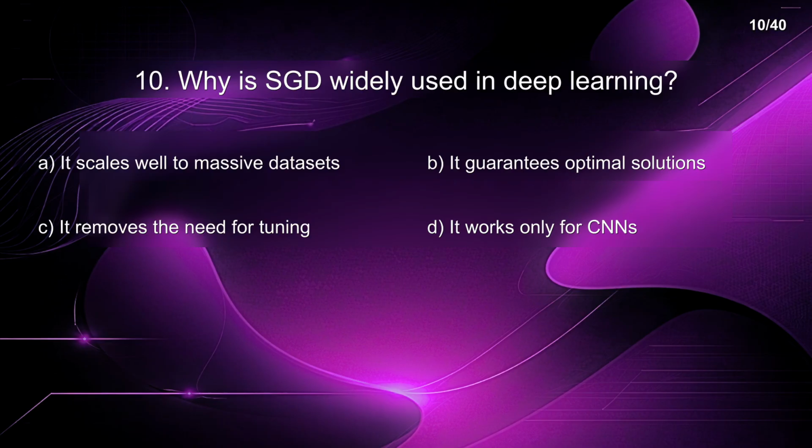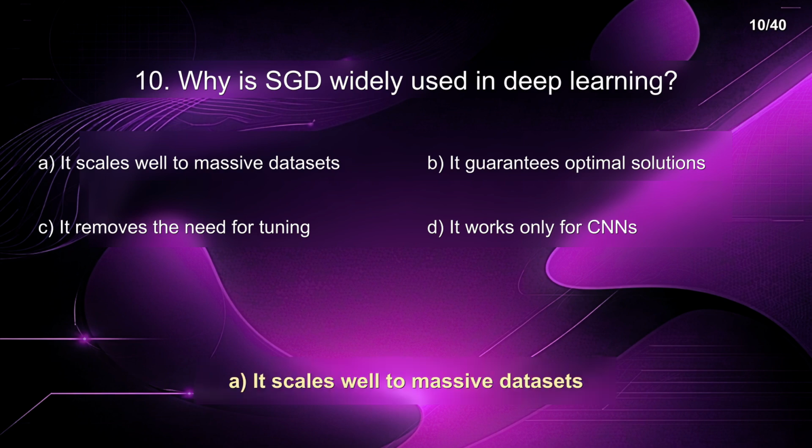10th question. Why is SGD widely used in deep learning? A. It scales well to massive datasets. B. It guarantees optimal solutions. C. It removes the need for tuning. D. It works only for CNNs. Correct answer is A. It scales well to massive datasets.